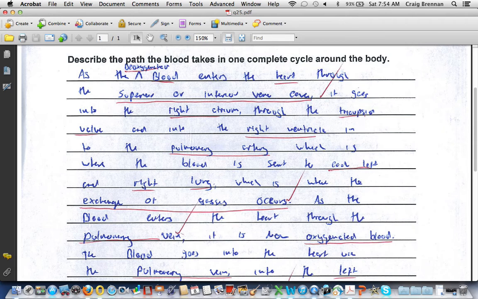This question was all about one complete cycle that the blood takes. And again, for 8 marks, students need to do a lot better than this. It was a poorly answered question by most students. But very well done to this student and a number of other boys who gave a good response as well.